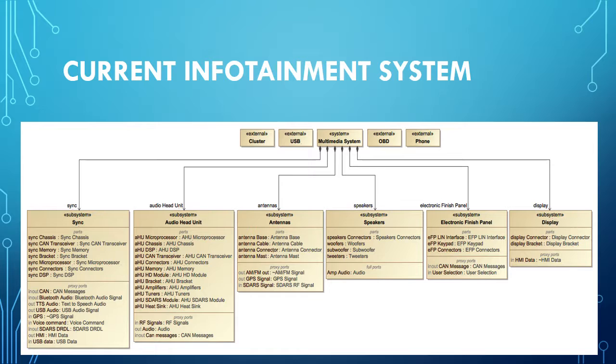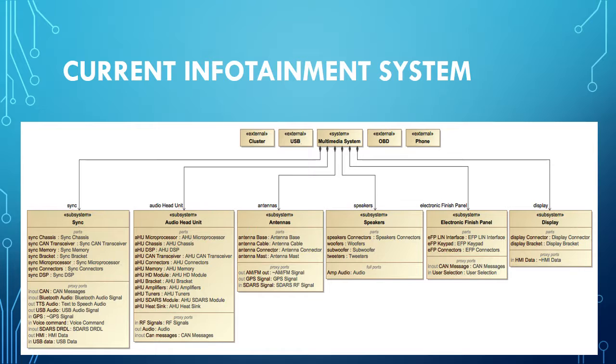In an entry series vehicle, the current infotainment system is composed of the subsystems presented on the block definition diagram on the screen. So here we have SYNC, which is the connectivity module. We have the audio head unit, which is the radio, the antennas, the speakers, the electronic finish panel, which is the controls, and the display. Although a lot of other controls are also performed by the touchscreen display.